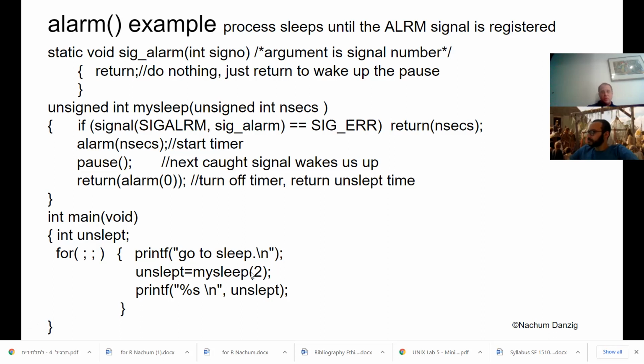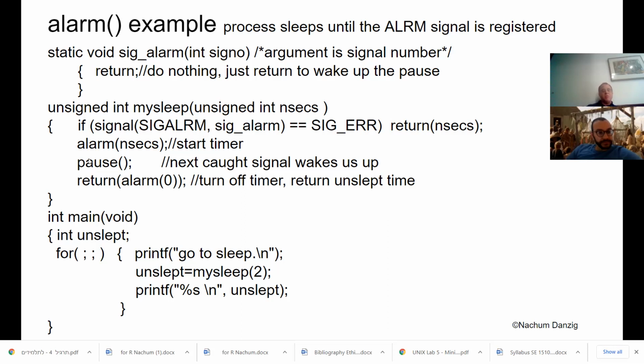I do 2 seconds. So I set the alarm and I pause, which means I do nothing and I wait. Now, if somebody sends a Control C, for example, well, then the whole program will end. But if somebody sends an alarm, then it will do nothing, but it'll stop the pause.